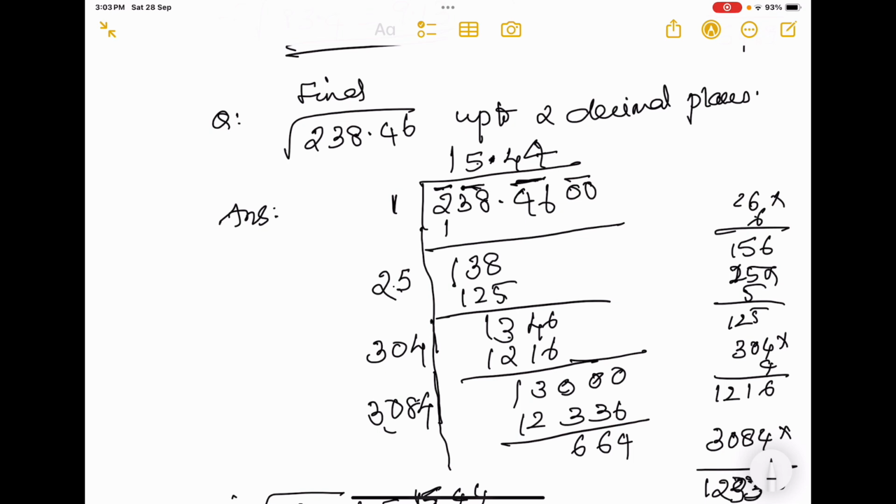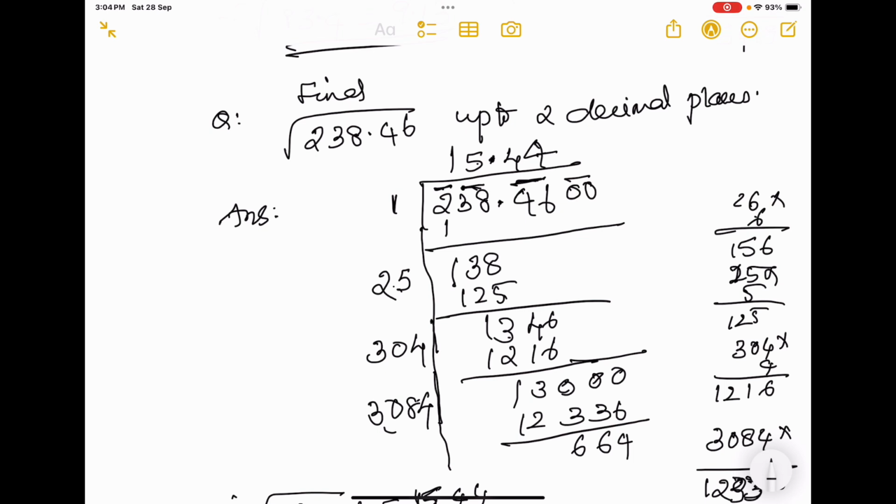Then you put the decimal in the quotient, because in the question after this group it is a decimal. So put this decimal in the quotient. So we get 15 point. Then bring down the next group 46. Don't put the decimals in the calculation. You put this only in the quotient. So bring down 46. Then write twice 15 on the left side of 1346.